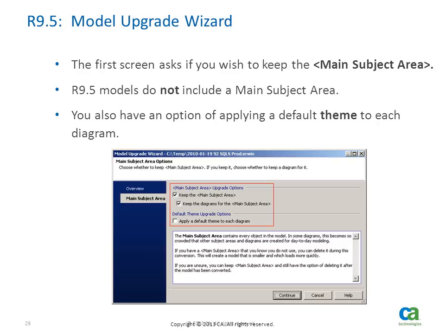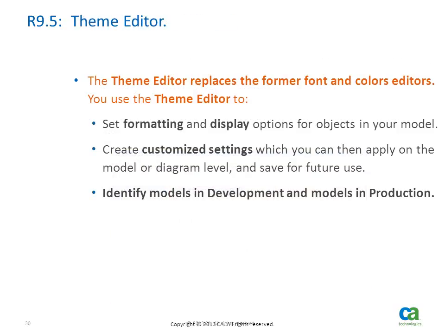You also have an option of applying a default theme to each diagram. The theme editor replaces the former font and colors editors. You use the theme editor to set the formatting and display options for objects in your model, create customized settings, which you can then apply on the model or diagram level and save for future use. You can use different themes to identify models in development and models in production quickly. So the theme editor allows you to give a different look and feel depending upon where you are in the diagram, and to quickly transfer the same look and feel to various models and diagrams.